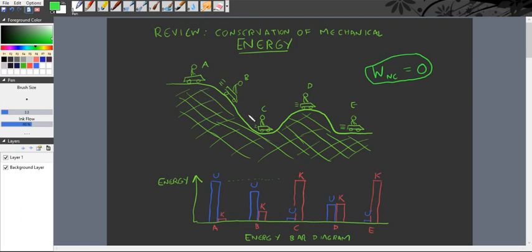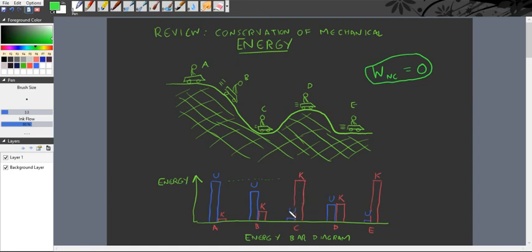And then at the bottom of that first big hill, look, the potential energy is zero, and your kinetic energy is now equal to your total mechanical energy. In other words, all the energy has been switched over from potential energy here at point A to kinetic energy here at point C.